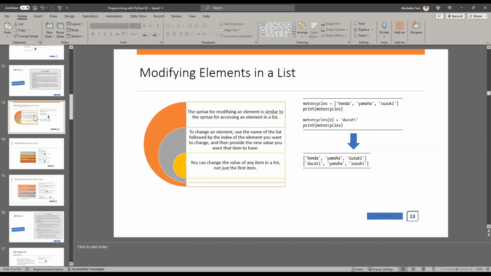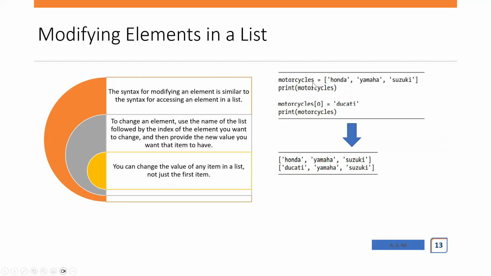All right. So, modifying elements in a list. How do you modify an element in a list? Let's look at this example. We have motorcycles. It's a list. It contains 3 motorcycles: Honda, Yamaha, and Suzuki. We can print the whole motorcycles list and we will see Honda, Yamaha, and Suzuki. Let's say I want to change the first element, which is Honda. Maybe I'm swapping Honda with Ducati.